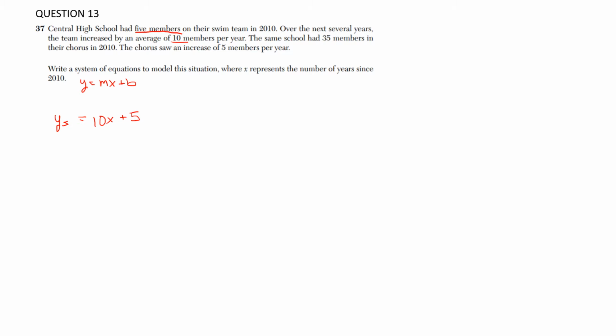So similarly, we can do the same thing for chorus. Let's do yc for chorus equals, it said that the initial value would be 35 members in 2010, so that's plus 35 at the end, and then the chorus saw an increase of 5 members per year. That would be our slope, and that's it.